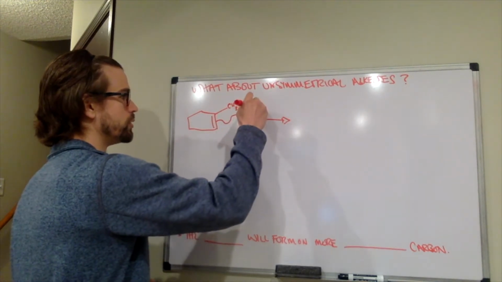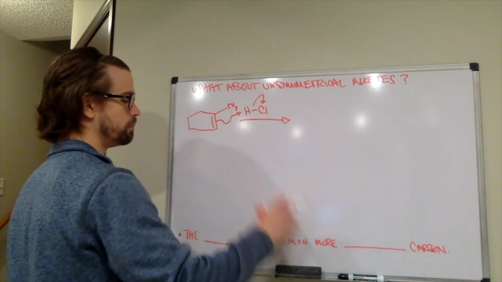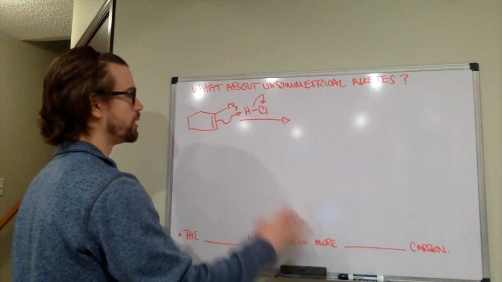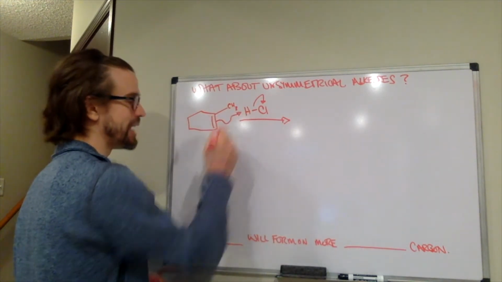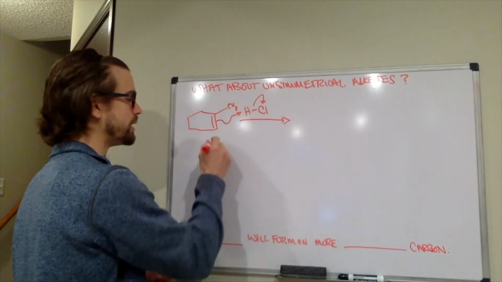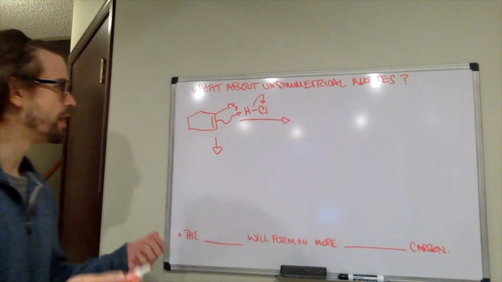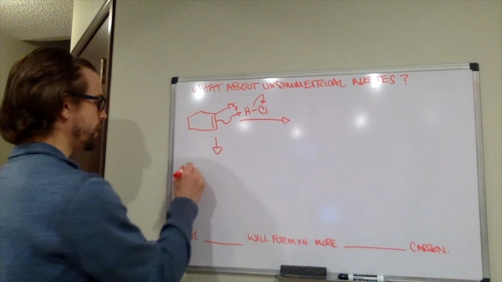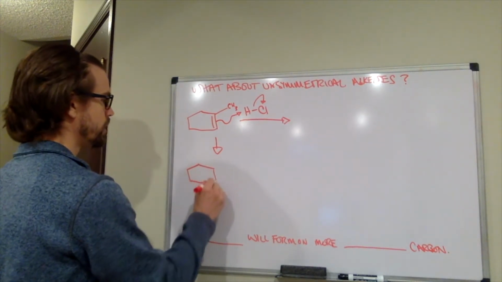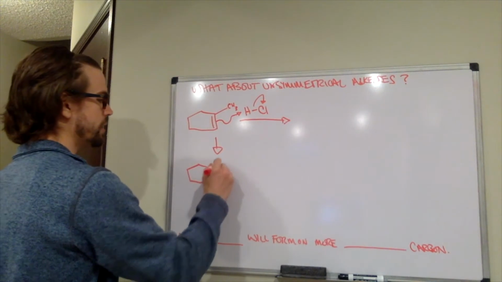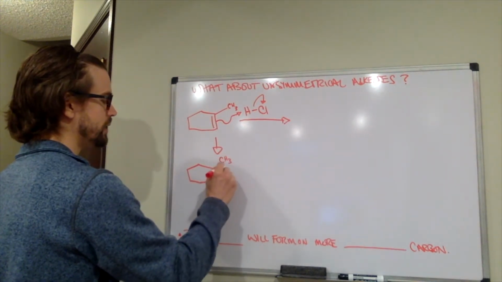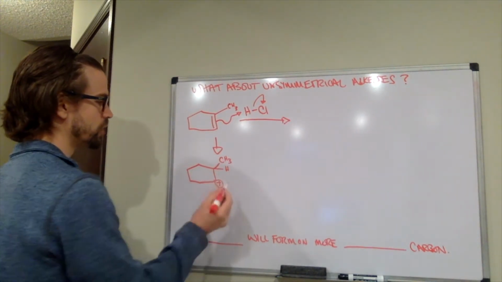So we're going to show arrows like that to indicate that the pi bond is adding to that hydrogen, and the HCl bond is breaking. And that now brings up a new question, right? If we add the hydrogen to this side, that would make us have a CH3 and H, and the positive charge would be on that side.